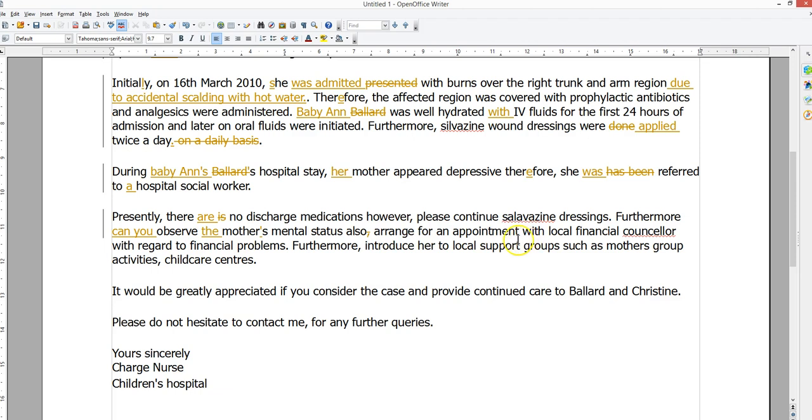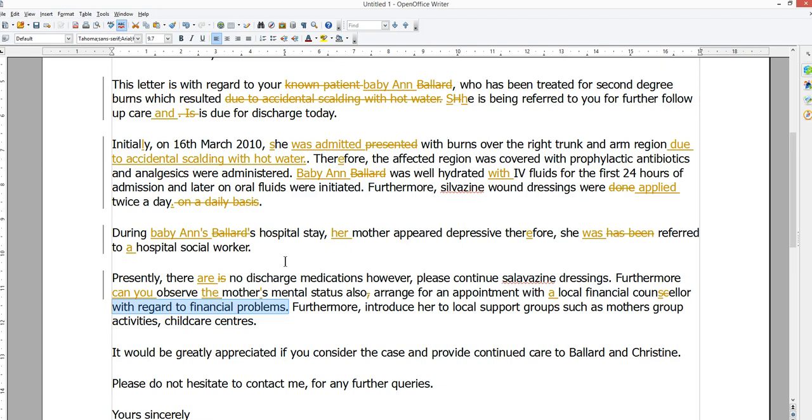Arrange an appointment with a local financial counsellor. Now, I can't remember. I think I've seen these case notes before. I think something about she was having some financial issues, but you've just introduced this here with no previous mention. So the reader is like, financial problems? What financial problems are you talking about? You haven't said anything about those. So if you're going to mention something later, you have to give us some clue earlier in the letter. Then when we come across it, it doesn't seem like new information.